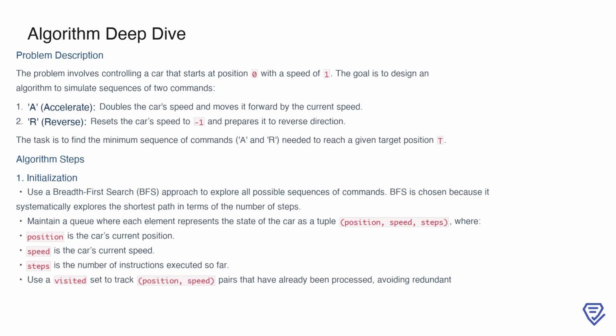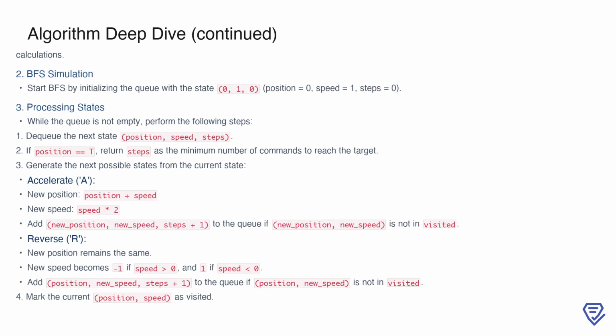To solve this, we use a breadth-first search, or BFS, strategy. BFS is ideal here because it explores all possible paths to the target in order of increasing number of steps, ensuring that we find the minimum sequence. We use a queue to manage the states of the car, where each state is defined by its position, speed, and the number of steps taken. Additionally, a visited set is used to track states we've already processed, which helps avoid unnecessary computations and ensures the algorithm remains efficient. We begin the BFS simulation by initializing the queue with the state (0, 1, 0), representing the starting position at 0, speed of 1, and 0 steps.